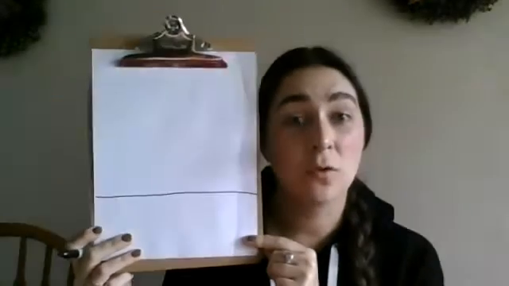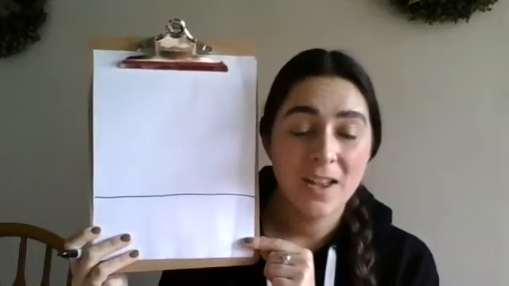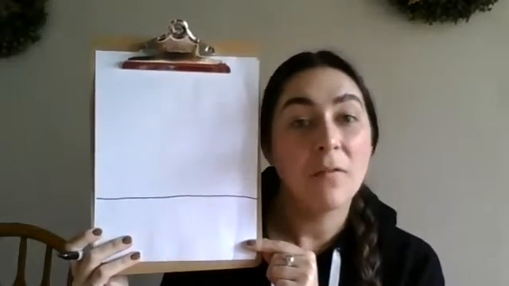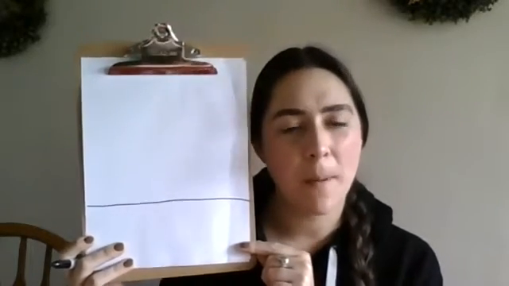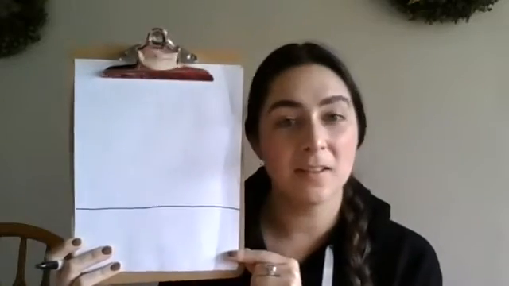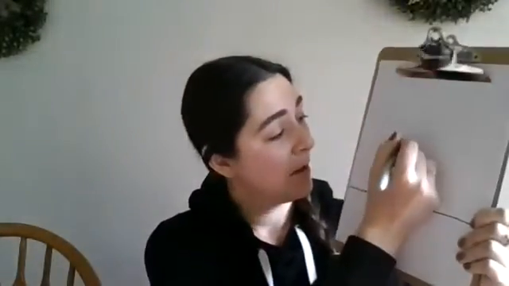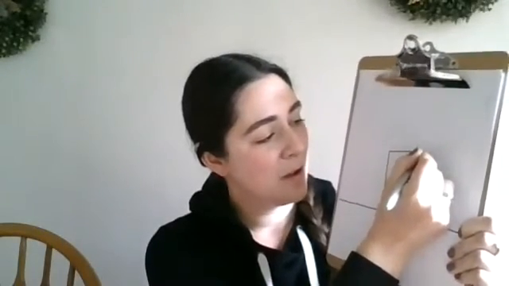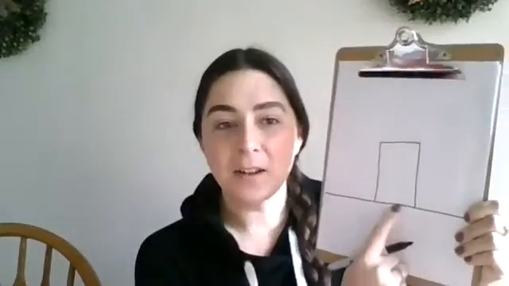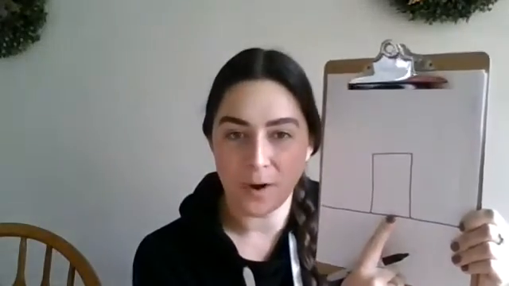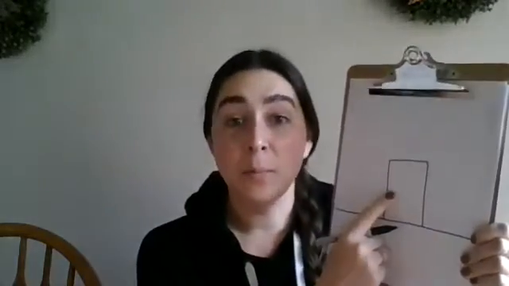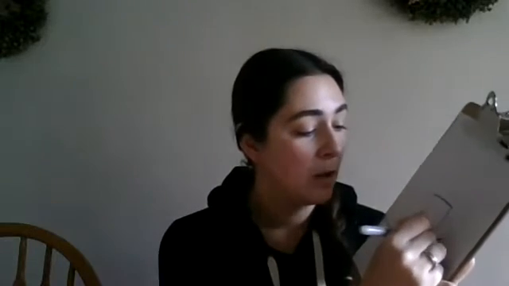Next, we will draw the tree trunk, which is in the shape of a rectangle. Do you remember how many sides a rectangle has? 4. That's right. I'm going to draw 4 sides with straight lines. 1, 2, 3. And look, I already have side number 4. So our rectangle represents the tree trunk.